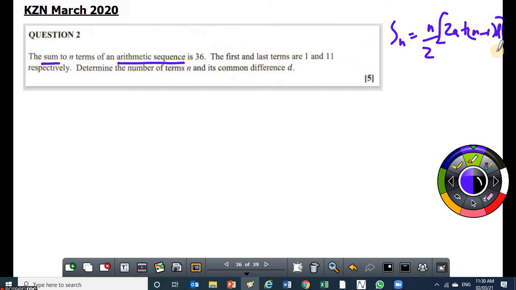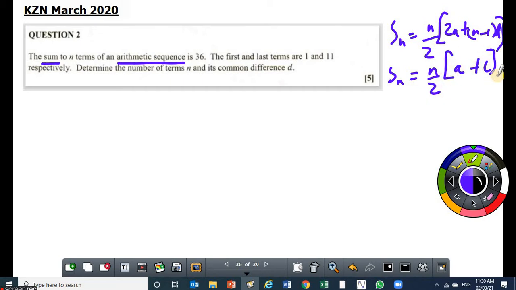Right? Then the next part of the question says, the first and last terms are 1 and 11 respectively. Determine the number of terms n and its common difference. So this whole question is about an arithmetic sequence and an arithmetic series. Okay? So you need to know this formula, or you can know the system, which I told you about, n over 2 times a plus l.